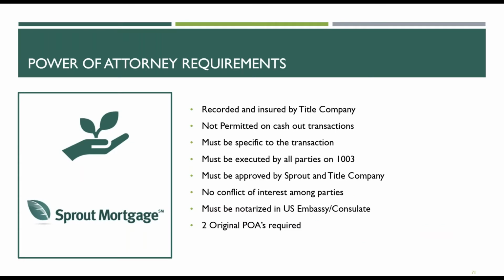And then POA requirements: they need to be recorded and insured by a title company, not permitted on cash out transactions. They must be specific to the transaction, and it must be executed by all parties on the 1003, must be approved by Sprout and the title company, and there must be no conflict of interest among parties. And then it must be notarized in a US embassy or consulate, and 2 original POAs are required.